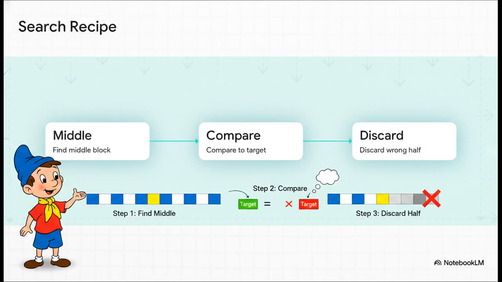Here is our foolproof recipe. Step 1, we find the exact middle block of our line. Step 2, we look at this middle block and compare it to the one we're actually searching for, our target. And step 3, based on that comparison, we just throw away half of the blocks. Yes, you heard me correctly. We discard an entire half that we know is 100% wrong. Just think about how incredibly powerful that is. Imagine the time we're saving instantly.